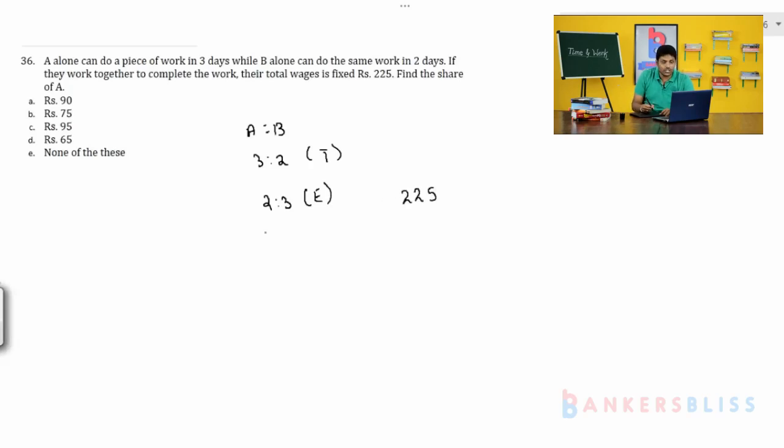225 we have to divide in the ratio 2:3. So 2 plus 3, that is 5, into 2 you have to do to calculate the value of A. So 5 4s are 20, 5 5s are 25, so 45 into 2, that is equal to 90. Therefore option A is the right answer. Very simple. With the help of efficiency you can calculate easily.